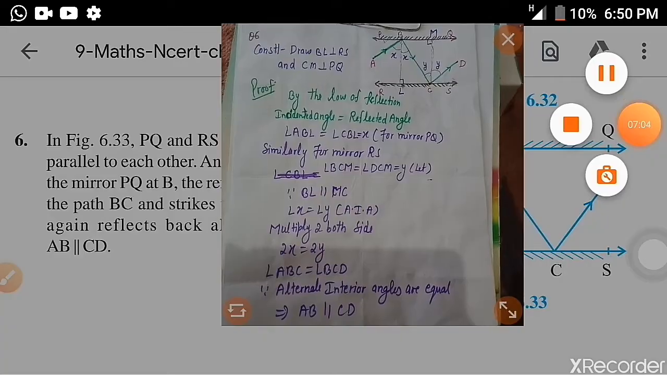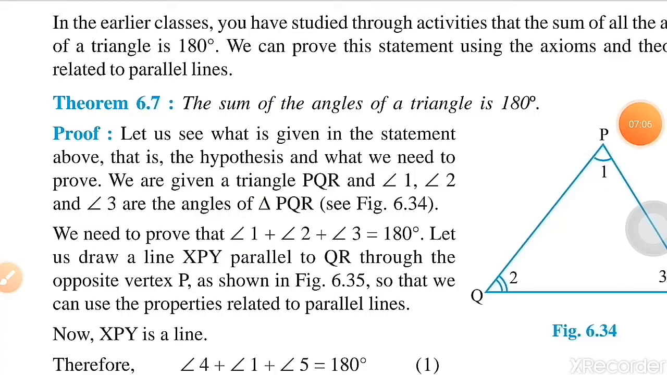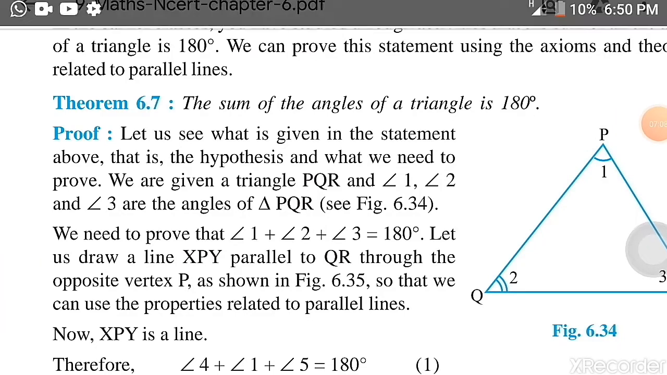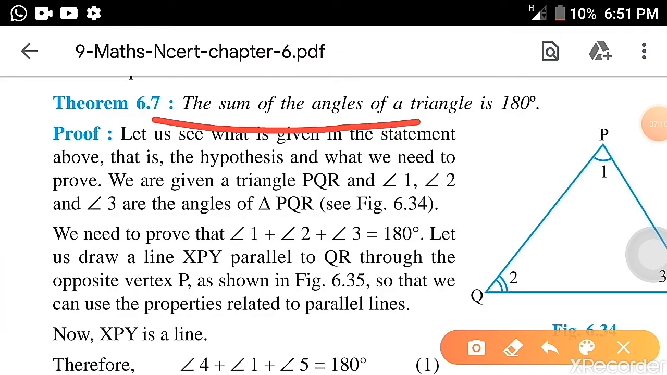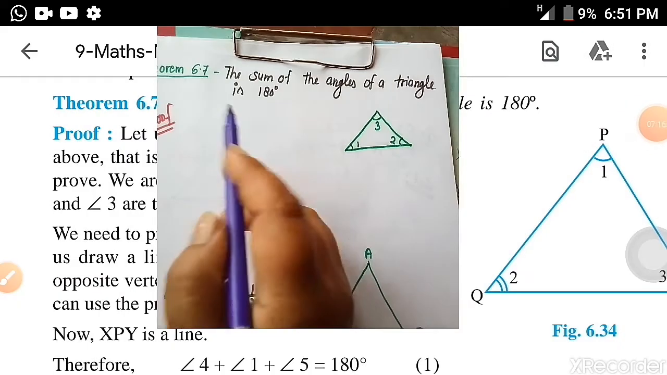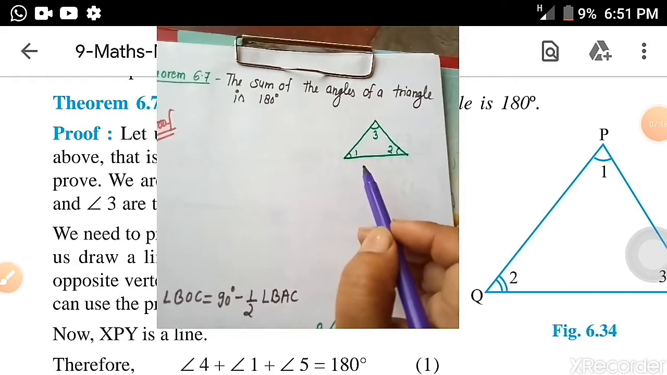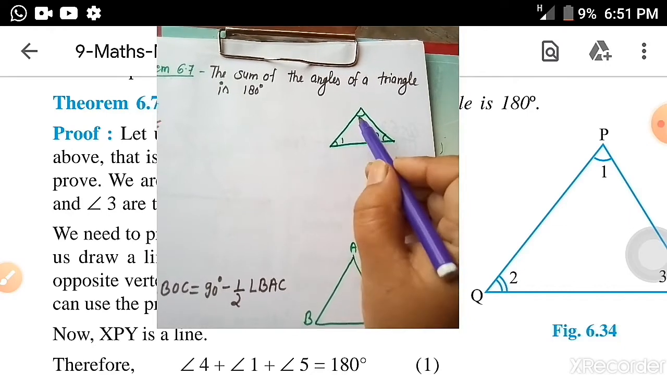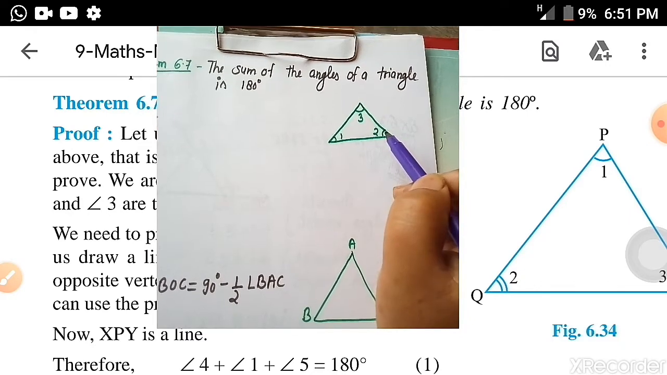Now move to the next. Now moving in the next exercise, there are some theorems and this is a very good theorem. The sum of angles of the triangle is 180 degree. See how we will solve it. The sum of all the angles of a triangle is 180 degree. That means we have to prove that angle 1 plus angle 3 plus angle 2 is equal to 180 degree.